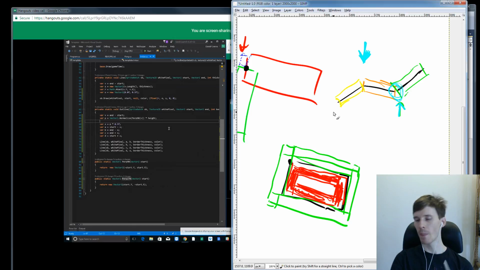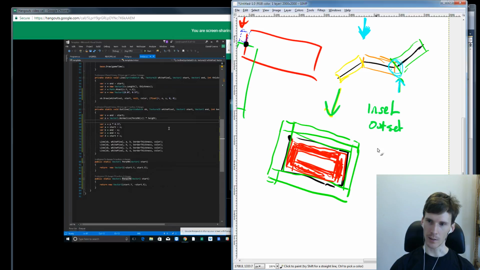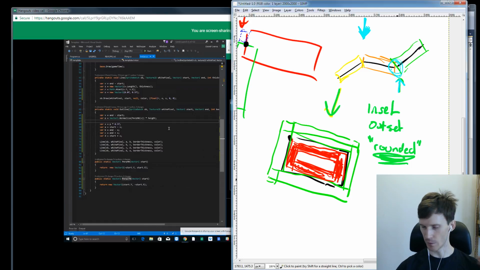So why don't we work on all three of them? We have another 15 minutes or so, maybe a bit longer. We've got three things we could do here: inset, outset, and rounded, where the maths involved in setting up rounded is more involved. So why don't we dedicate the rest of this time to doing those three things? Sound good to you? Sure.